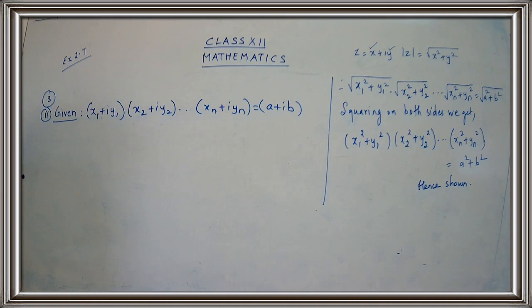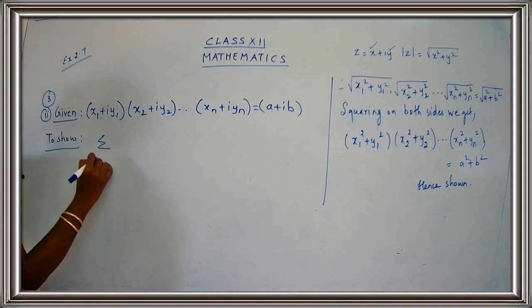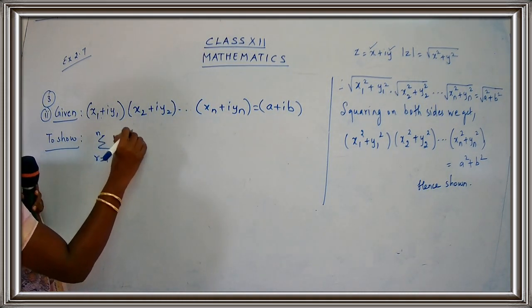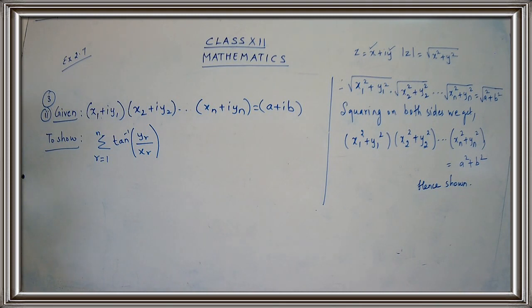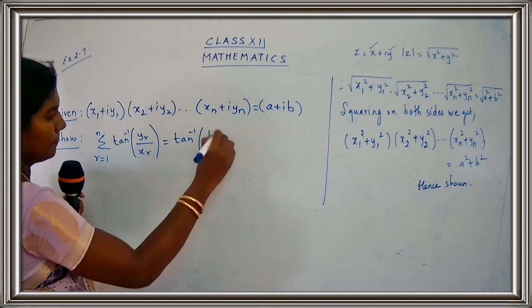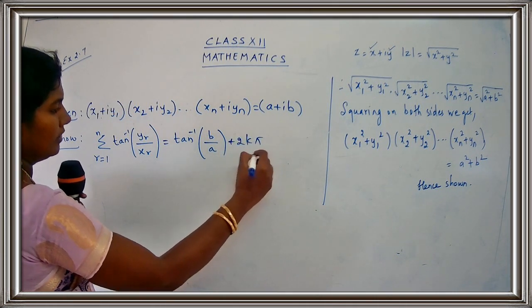And what are we going to show over here? We have to show summation r from 1 to n, tan inverse yr upon xr is equal to tan inverse b by a, and also they have given you a condition, plus 2k pi, k belonging to z.